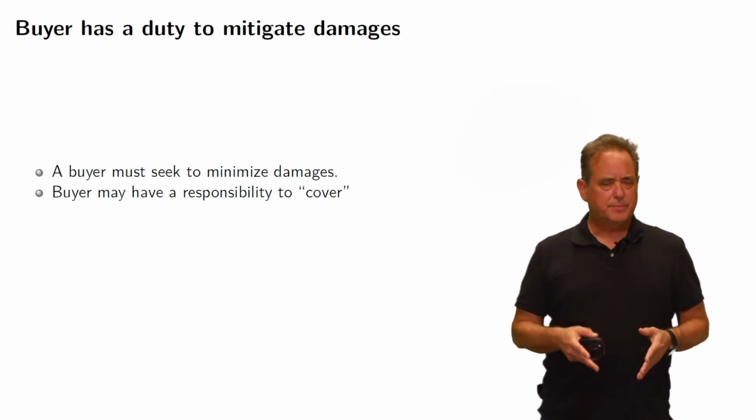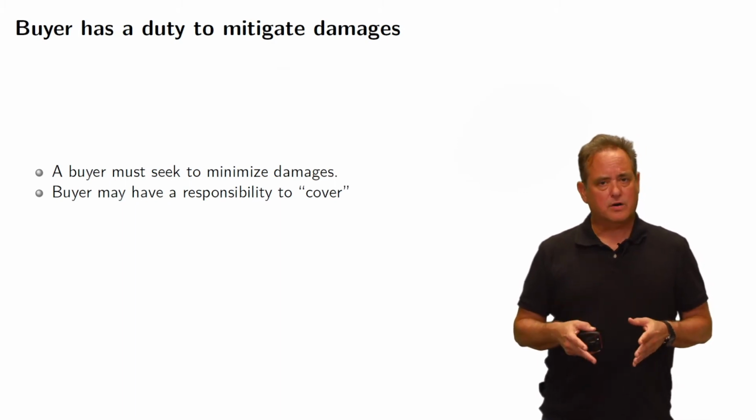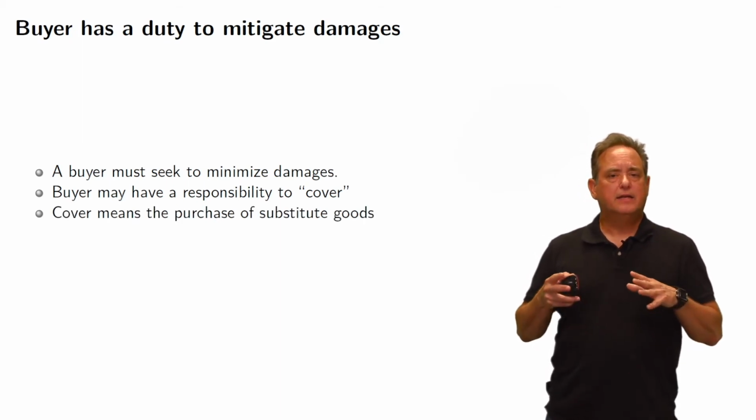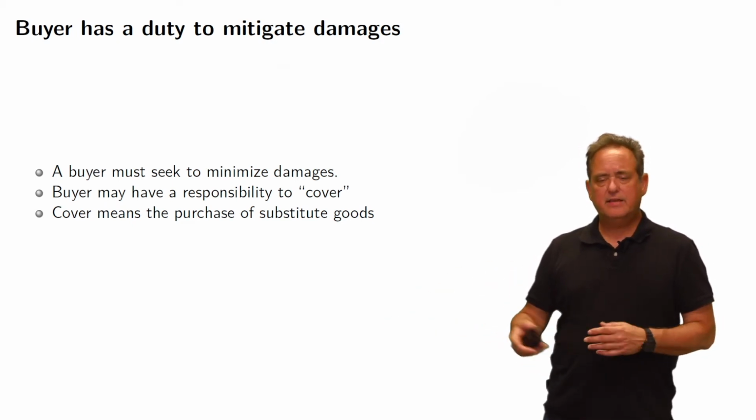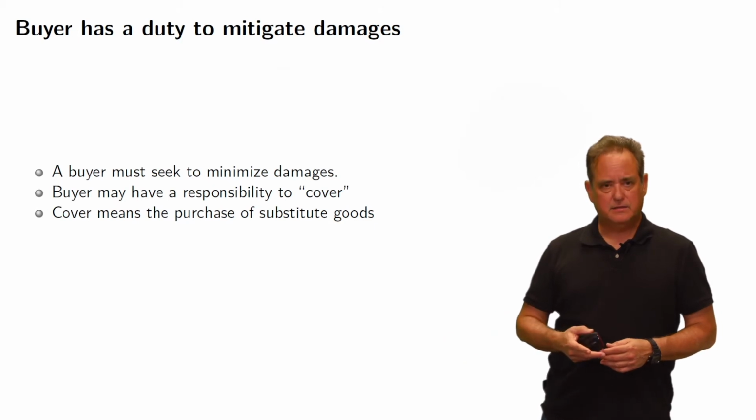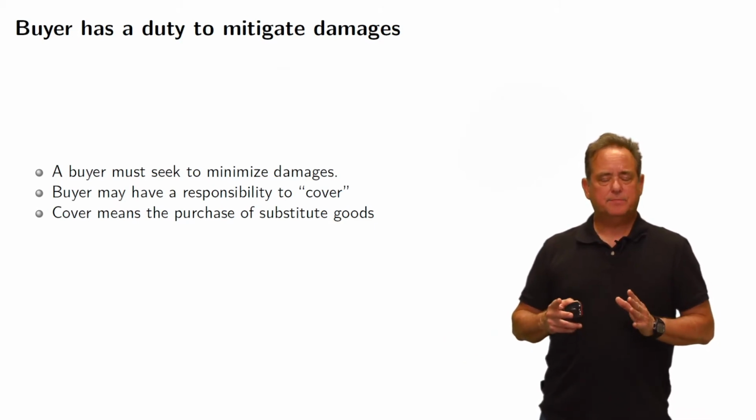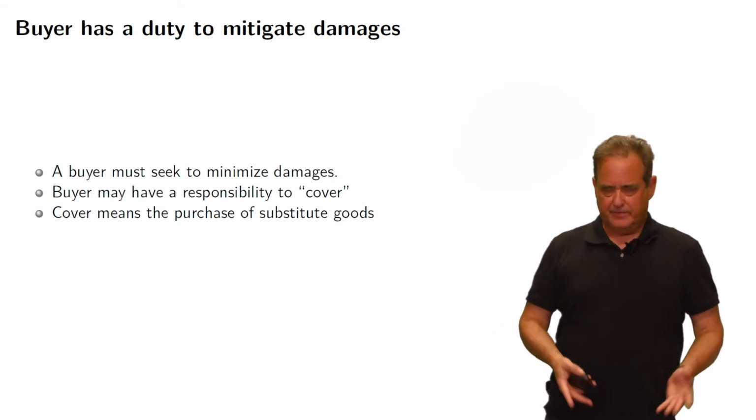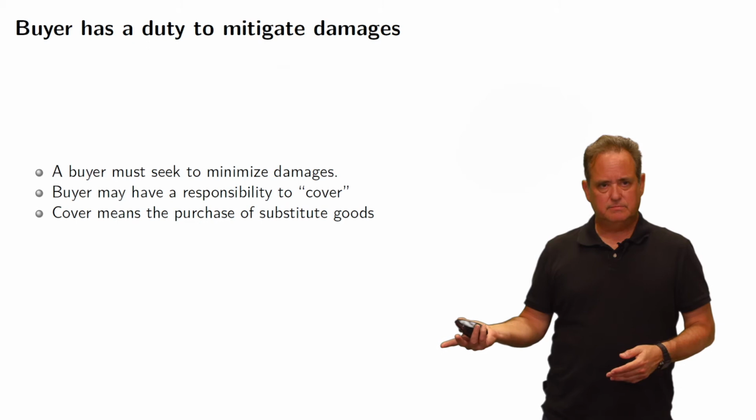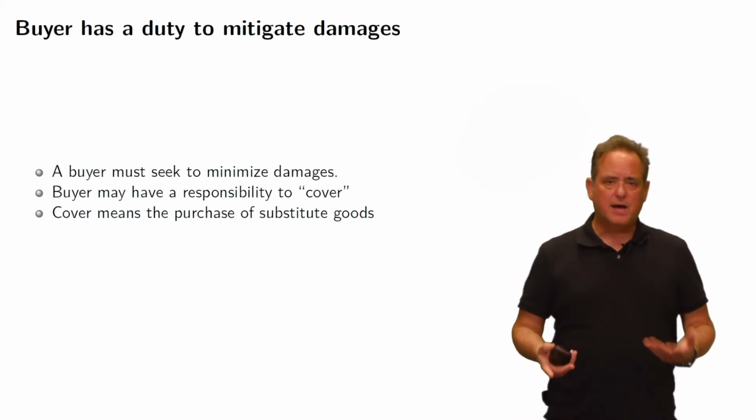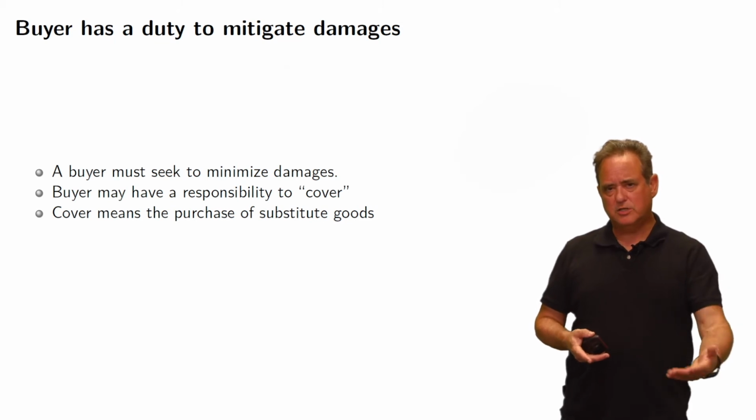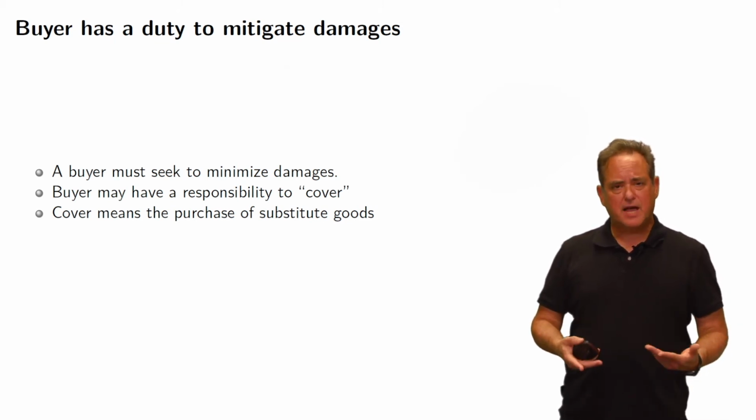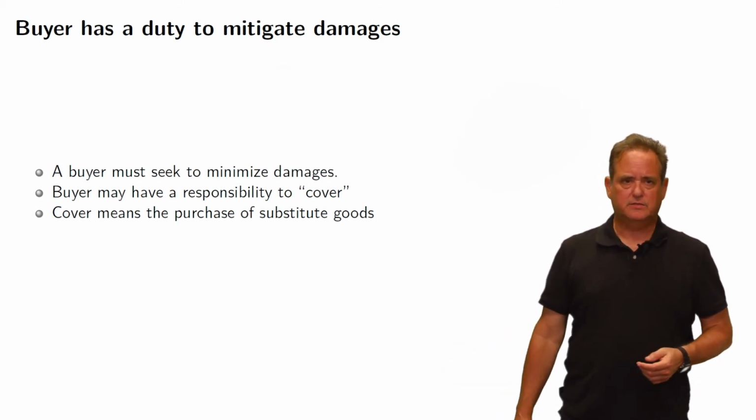The buyer has a responsibility to what we call cover. And cover means that the buyer has an obligation to go out and purchase substitute goods. In the event of a breach by the seller, the buyer cannot simply bide its time and eventually sue for the complete failure to sell the goods or to ship all the goods. Instead, the buyer has an obligation to minimize its damages by going out to purchase substitute goods, to purchase goods that are of the same type and quality as the goods the seller was supposed to deliver.